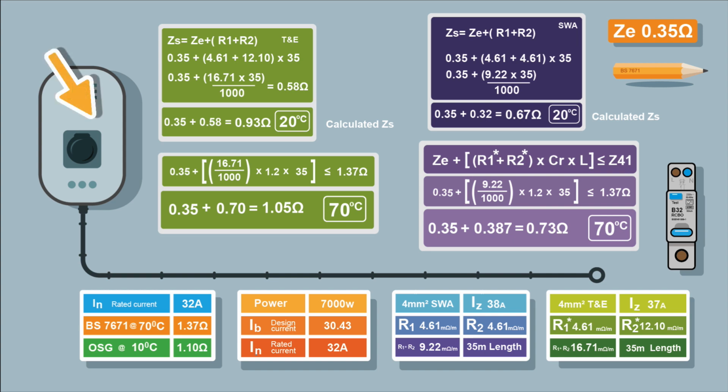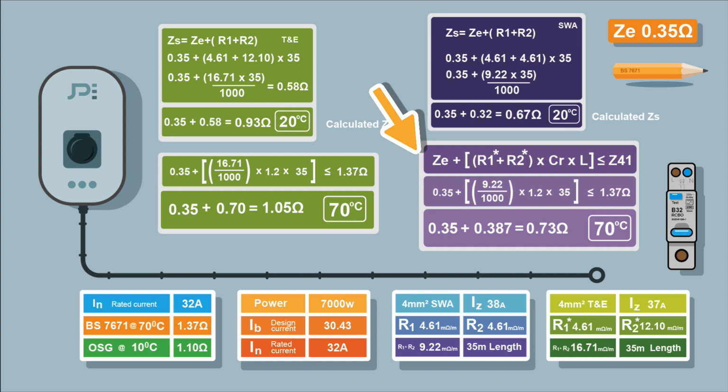Right, here's a couple more examples. This is a formula here. ZE plus R1 plus R2 times CR times L has to be less than Z41. A few new terms in here. The R1 with the asterisks above it, that's our milliohms per meter value. CR is our correction factor, and Z41 is our maximum earth fault loop impedance values in BS7671.